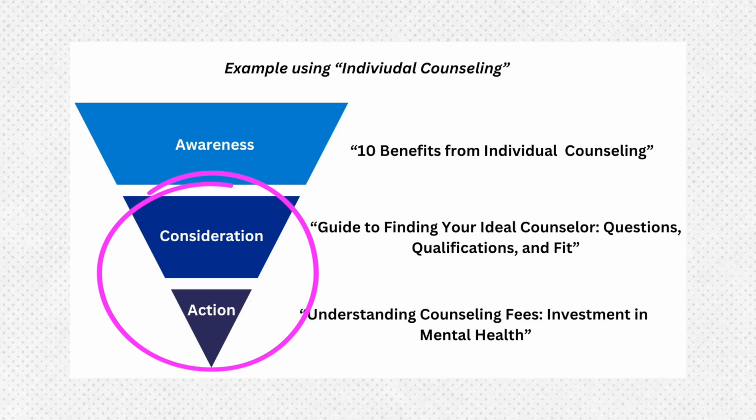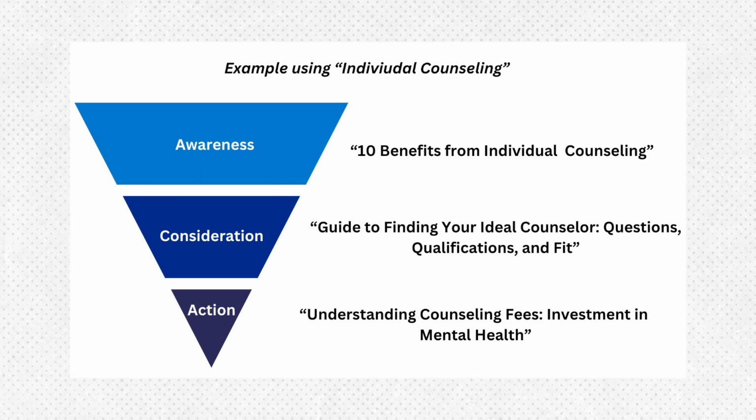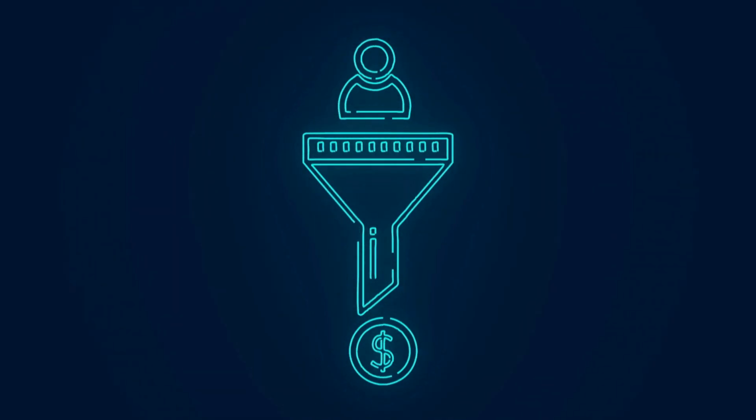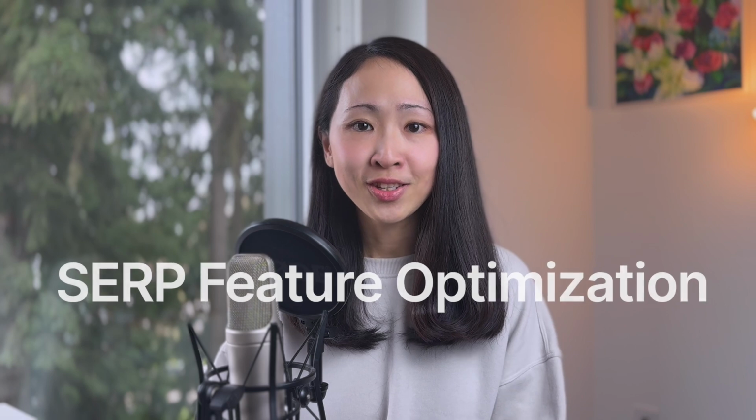This method is mostly suitable for content type pages, and I suggest you use it for mid or bottom funnel content page optimization that gives you the biggest traffic ROI, as AI search engines continue to eat up the informational queries. The next is SERP features optimization.